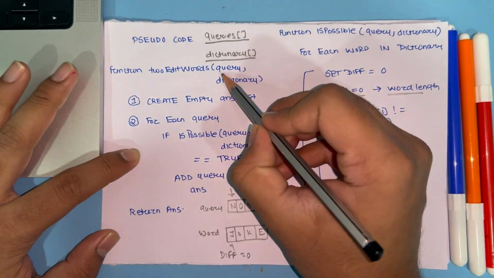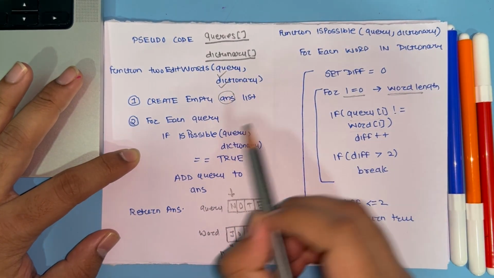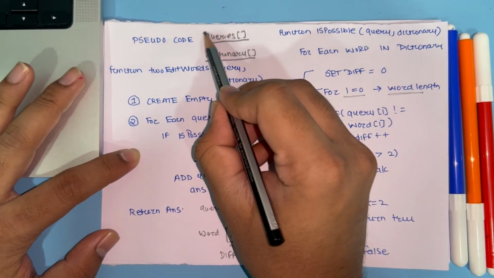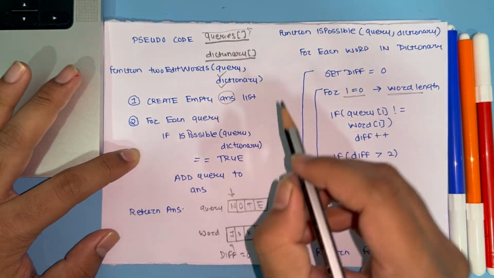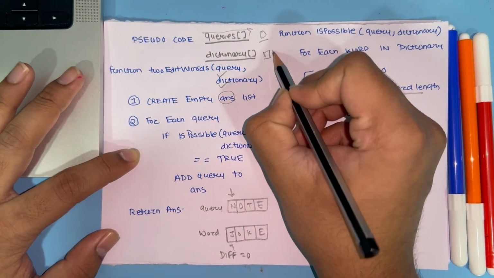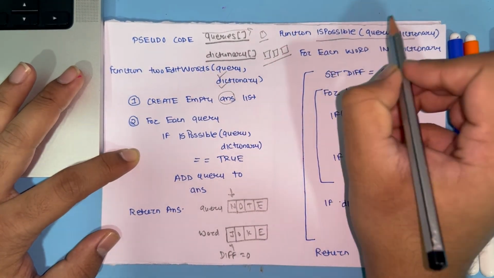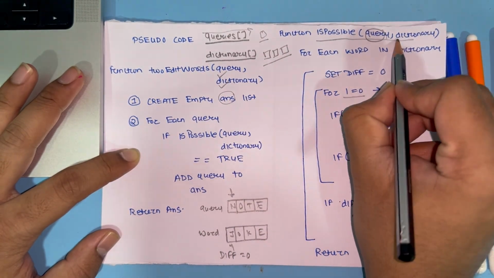So we have been given a queries and dictionary array. We are just creating an answer list, and we are iterating over this query array and checking for every element in the query array if any element in the dictionary array is being matched. So this function will do that. We are checking the query with the dictionary array's element.